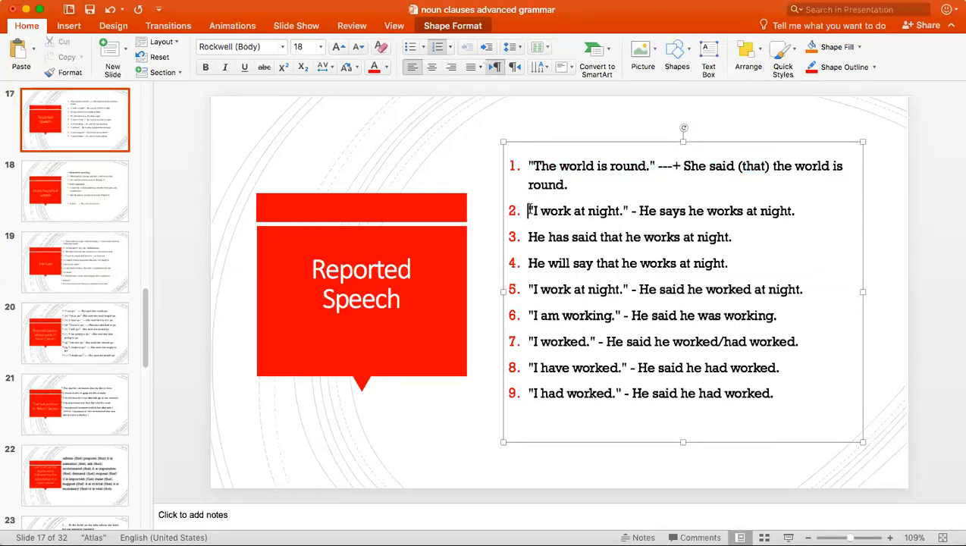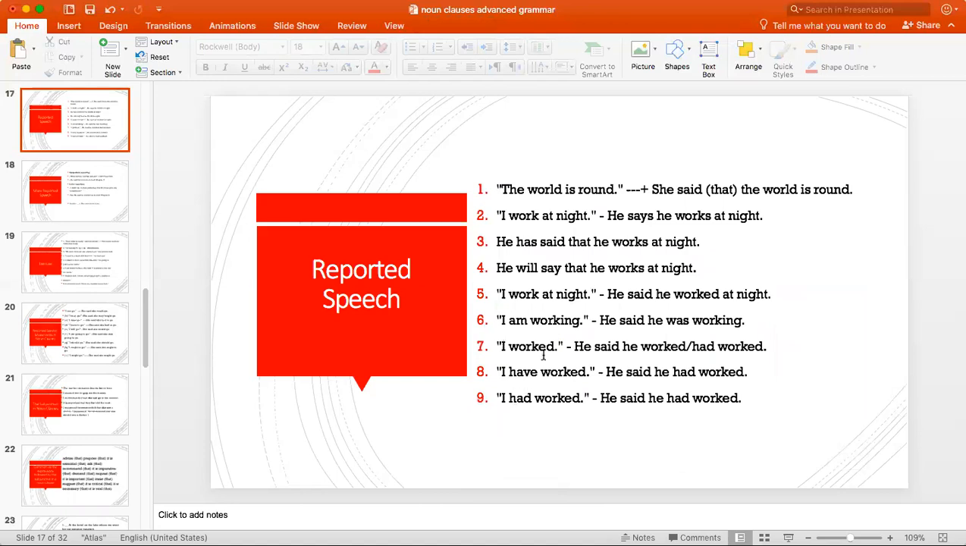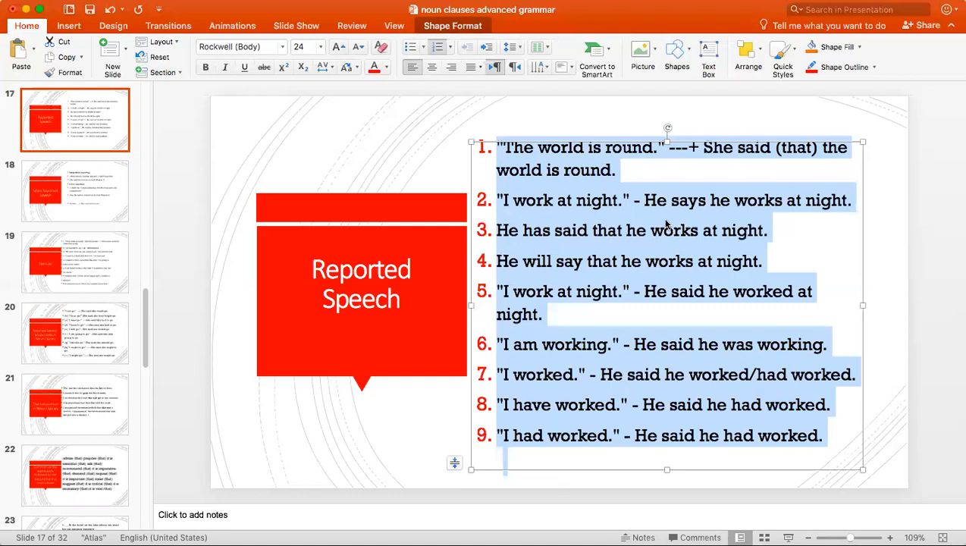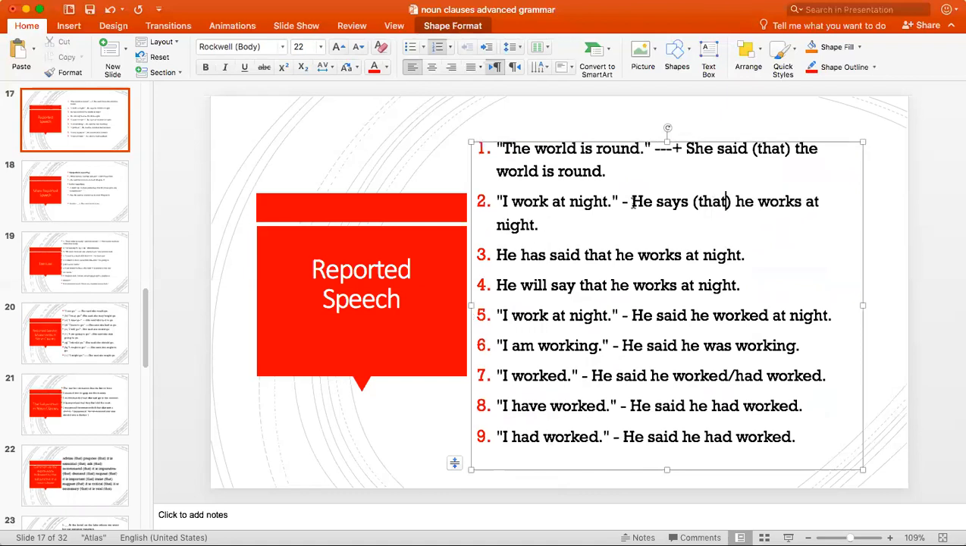But in this case, "I work at night." Because the verb here, says or asks, is present simple, you keep it as it is. He says he works at night. And remember, there is a deleted, optional "that" here. He says that he works at night. Why don't we change work to worked, past simple? Because the verb is present simple.